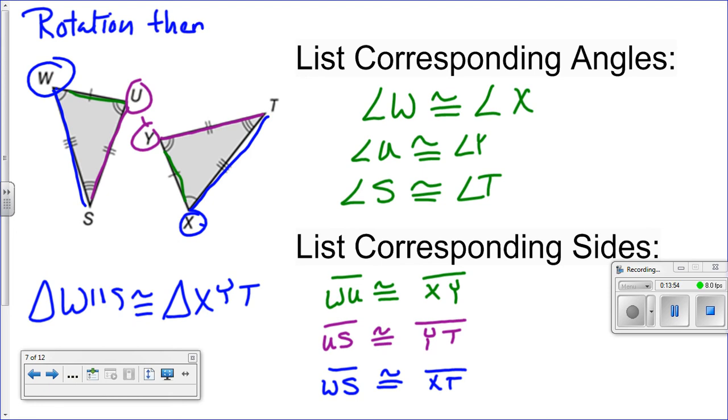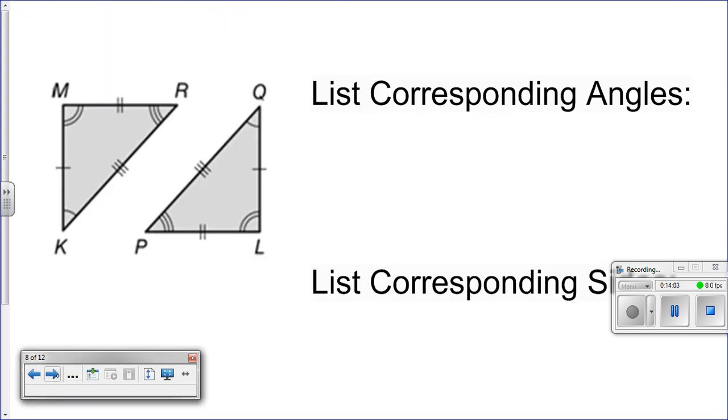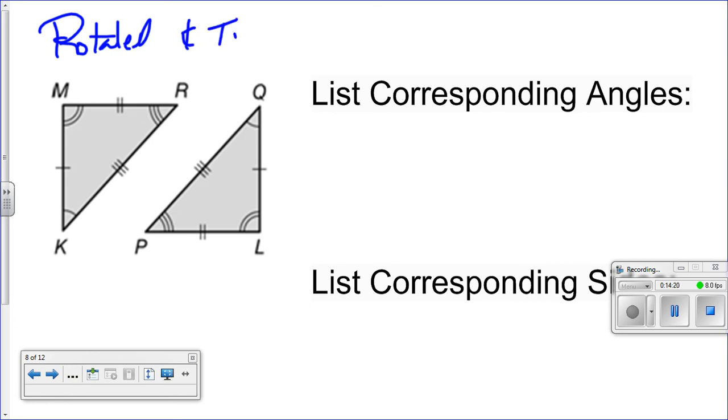Then it looks like it's been moved. So then it looks like it's been translated. Okay, let's take a look at this one. So this kind of looks the same. This kind of looks like we've rotated and translated. And translated. Okay.